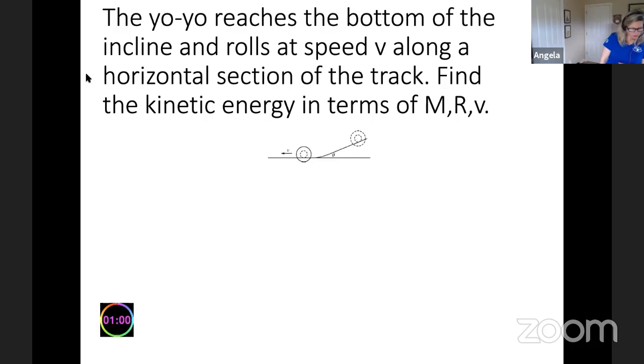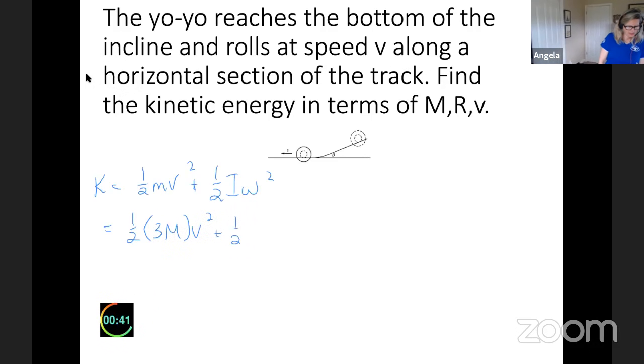Okay, so we want to find the kinetic energy. Well, it has translational kinetic energy. It also has rotational kinetic energy. So again, what is the mass of this yo-yo? It's 3m because it's composed of 3 cylinders. And I is, what did we find out? 9/2 mr squared. And omega is v over r, right? So this is v squared over r squared. Let's cancel those r's.